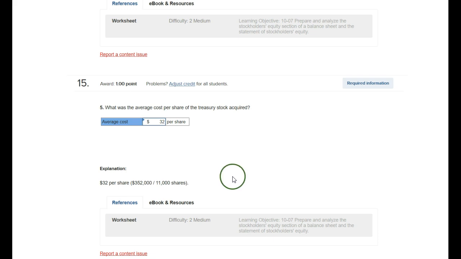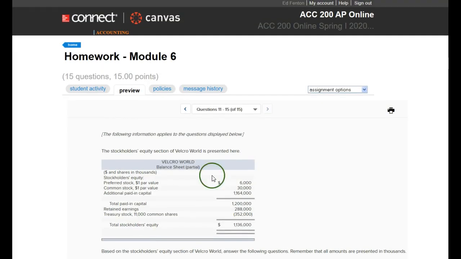Again, this is a very involved problem. Once you work through it, and I'd like for you to work through it several times, you have a better understanding of what these accounts are, what they mean, and how they relate to each other. Okay, well, that's it for now, so good luck with your studies.